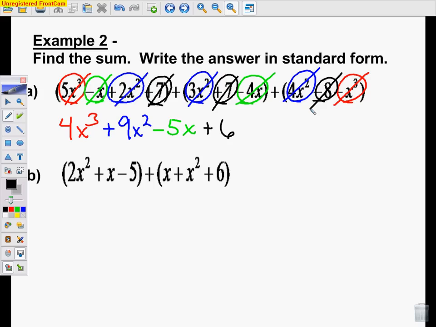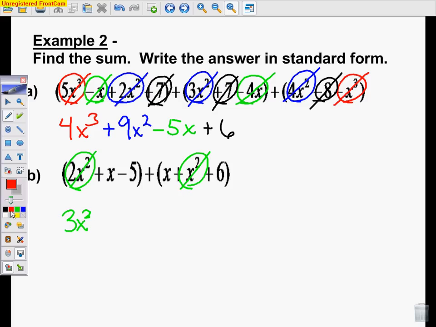Let's try part B. Part B, you're doing the same concept. Highest exponent that we have there is an exponent of 2. So we're going to add all of our x squares together. 2x squared plus positive x squared. That gives us a total of 3x squared. So those are done.